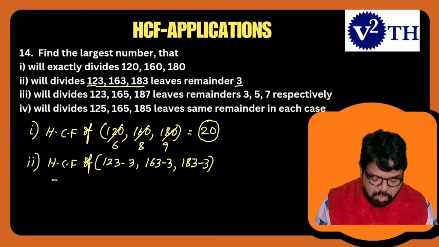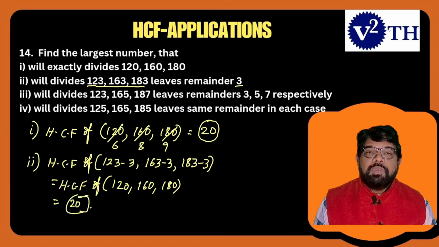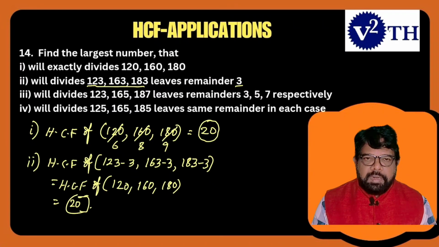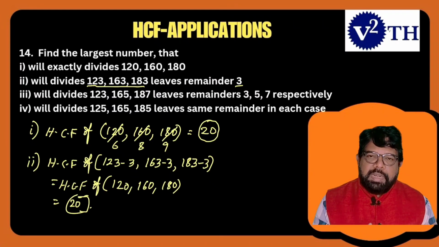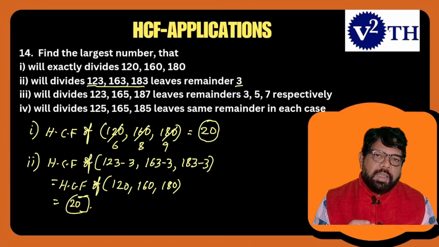Means indirectly what did you get now? Again the same HCF of 120, 160 and 180. What is the HCF? Already we know, 20. So by dividing by 20, what did you get? 123 by 20, 3 remainder. 163 by 20, 3 remainder. 183 by 20, 3 remainder. So the largest number that will divide 123, 163, 183 and leave remainder 3 in each case is 20. So what is the method you have to follow? From each and every number, the remainder is to be subtracted. For the rest of the values, you have to calculate the HCF.